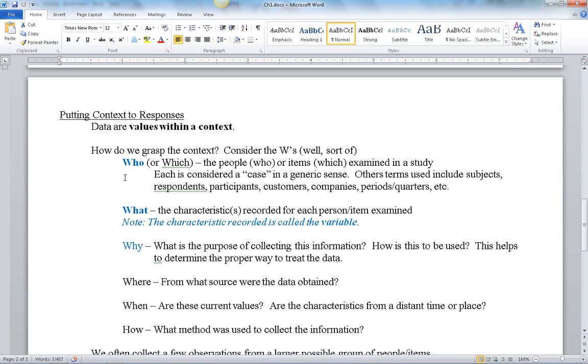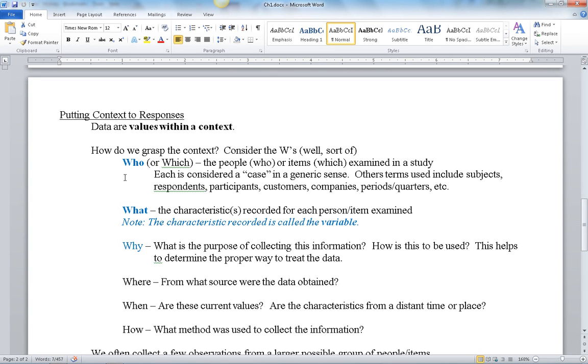Maybe if you're tracking expenses across time, maybe you're looking at periods or quarters or something. You can look at fiscal years. So there's a lot of different terms that are used, but basically each segment for which you collect information is considered a case or one of these other terms.